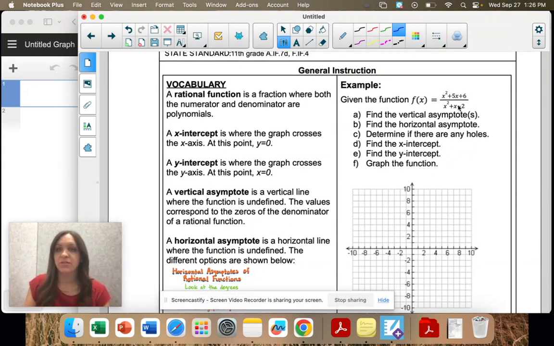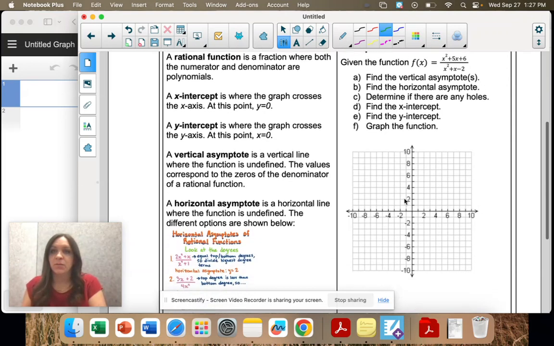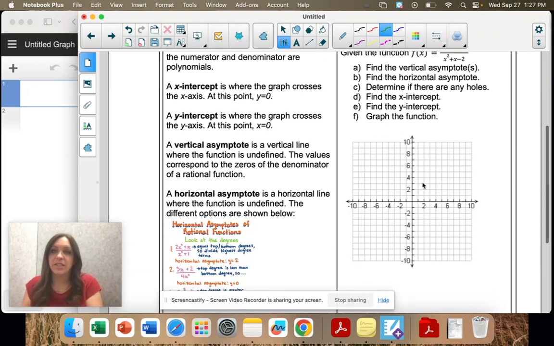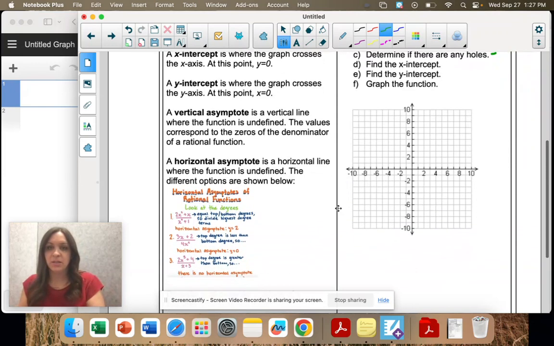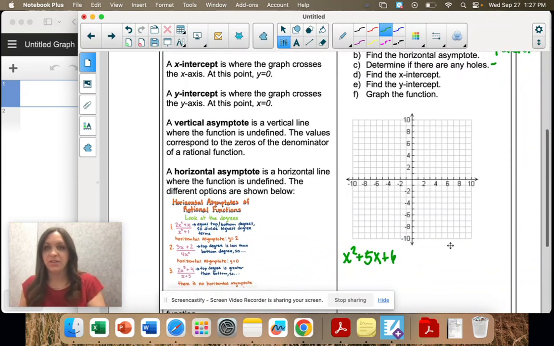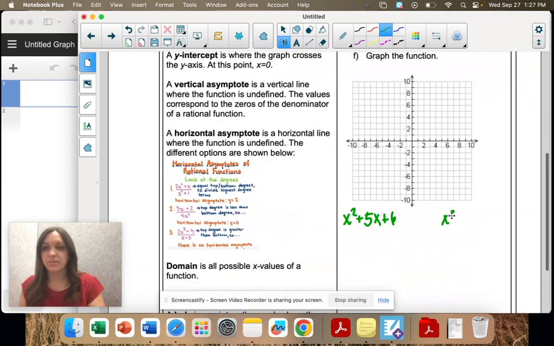Okay, here's our rational function. We're going to determine the asymptotes. Are there holes, intercepts, and we're going to graph it. I should have probably added domain and range on that. But in order to find holes, and the easiest way to see vertical asymptotes, we want to factor. Okay, so I'm going to take the numerator and factor that, and then the denominator and factor that.